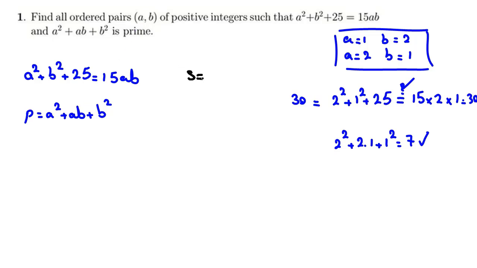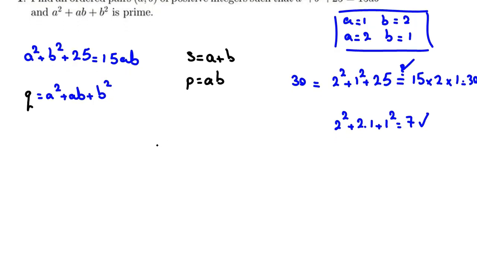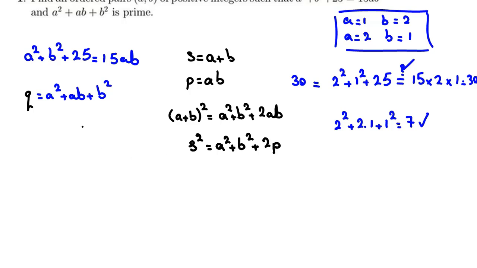If we define S, the sum, equal to a plus b, and the product we usually write P, but here let's define the prime as Q. The product is ab. Now here we have a squared, b squared. We have a famous identity, you should know that (a plus b) squared is a squared plus b squared plus 2ab. So we can consider that S squared equals a squared plus b squared plus 2ab, which is 2 times the product, 2P.